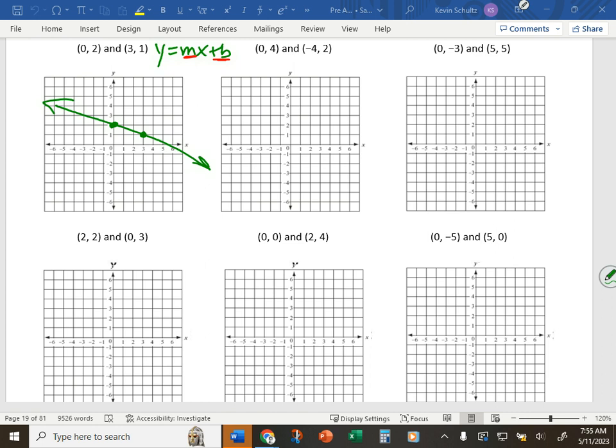Where does this line cross the y-axis? Josie? 2. Positive 2 or negative 2? Positive 2, right? So in our equation, it's going to end with a plus 2. That's what that b value means. Where it crosses the y-axis, it crosses that positive 2. We can see it. It's right here. Here's our b. That value is positive 2, so we know our equation will end with plus 2.